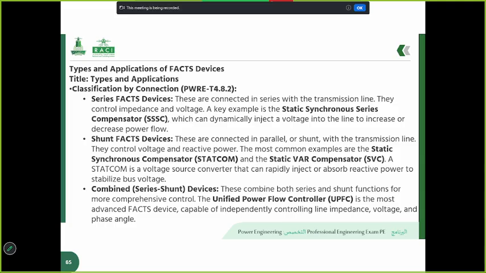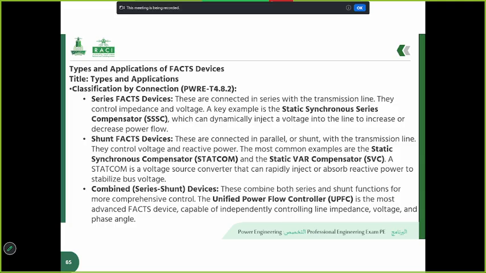An SVC uses thyristors to switch capacitor and inductor banks, while a STATCOM uses a voltage source converter. STATCOMs are generally preferred over SVCs for their faster response time and superior performance in maintaining voltage stability. Both devices are essential for voltage support and improving power quality in industrial or urban areas with high reactive power loads. Finally, some advanced devices combine both series and shunt functions.